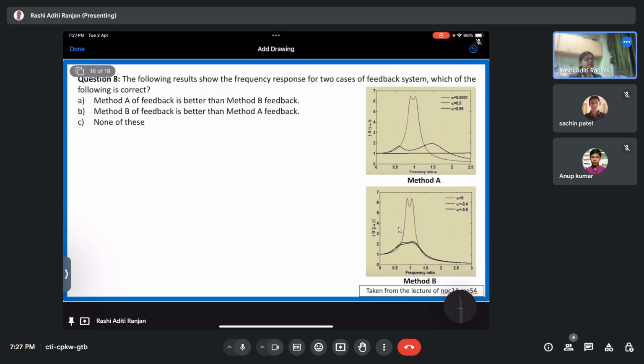Right. Why is it required? It is required to improve performance and achieve the required response. Feedback to improve performance and achieve the required response. Correct?